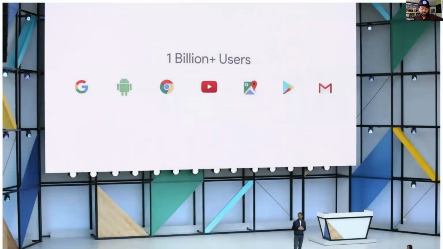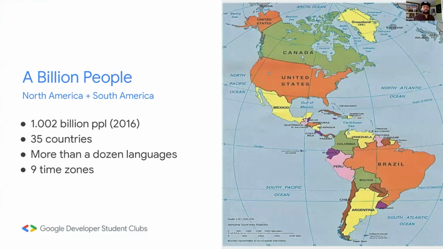So to add some context, what 1 billion looks like, North America and South America combined is about 1 billion people. And it comes with some complexities, as you can see. So there's 35 different countries. They speak more than a dozen languages. They cover different time zones, right? So when you have 35 different countries, you need to support all these different languages. The country policies change from country to country, and we need to take that into account. And this is a good case of how diverse the products and services we provide need to be.